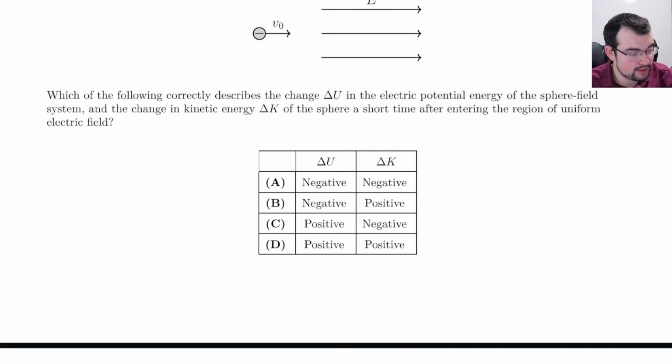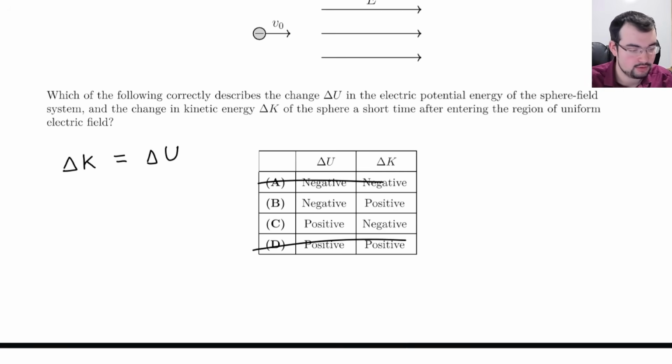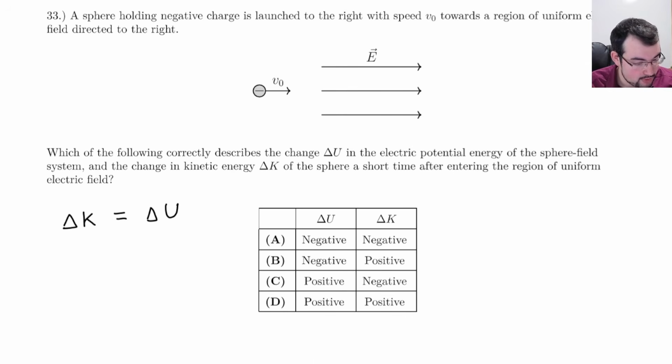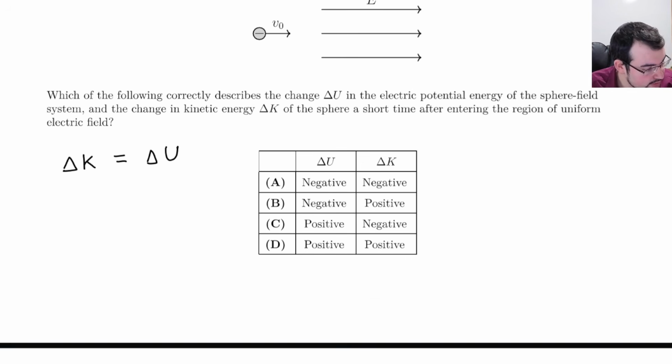So first of all, we know these two have to be opposites, because if we're just letting this charge be released from rest, your energy budget says that delta K, any gain in kinetic energy, must be due to a loss in potential or vice versa. So we know that these two must be opposites, so it actually eliminates the double ones. So what is actually changing here? So we also know that delta U is Q delta V.